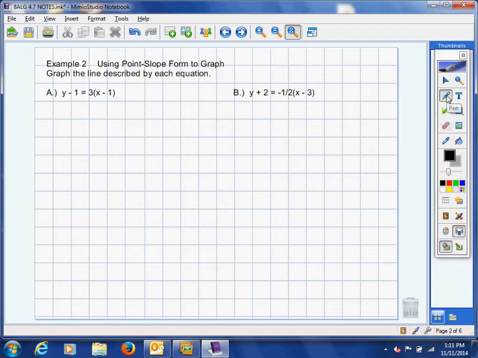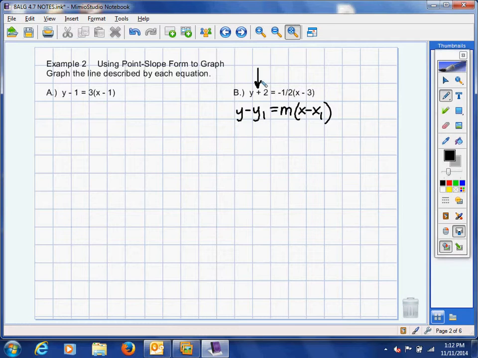Let's look at letter B now. y plus 2 is equal to negative 1/2 times the quantity x minus 3. So we have y minus y1 equals m times the quantity x minus x1. Now, the problem we run into is that our problem doesn't say y minus a number. Our problem says y plus a number.